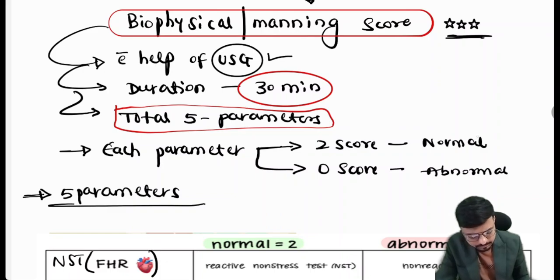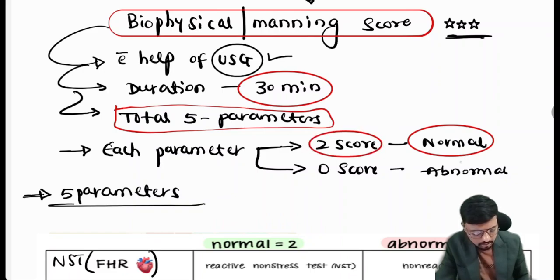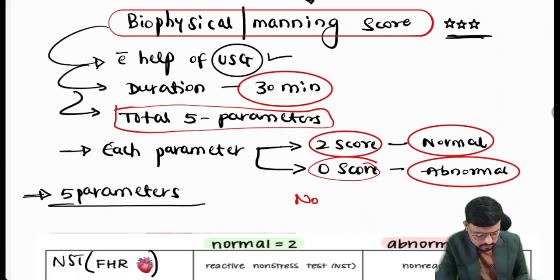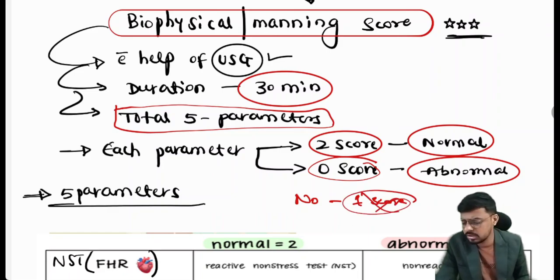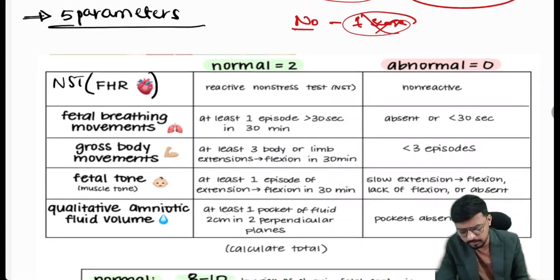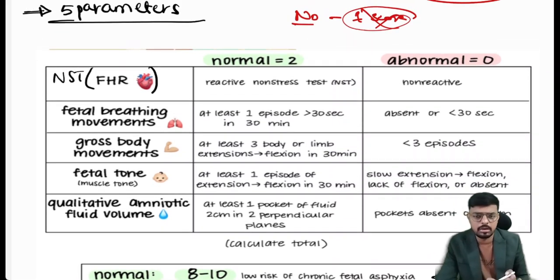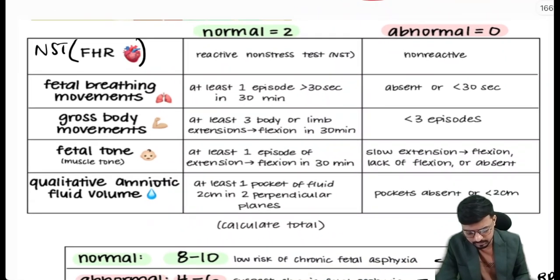Each parameter, if it is normal, we have to give a score of 2. If it is abnormal, we have to give a score of 0. There is no score of 1. So the normal things we give 2, the abnormal things we give 0. Then, what are the five important parameters of the Manning score or the biophysical score? This is very important for your exam purpose.